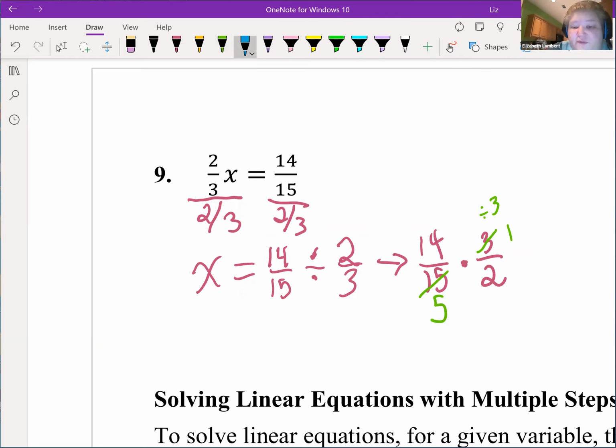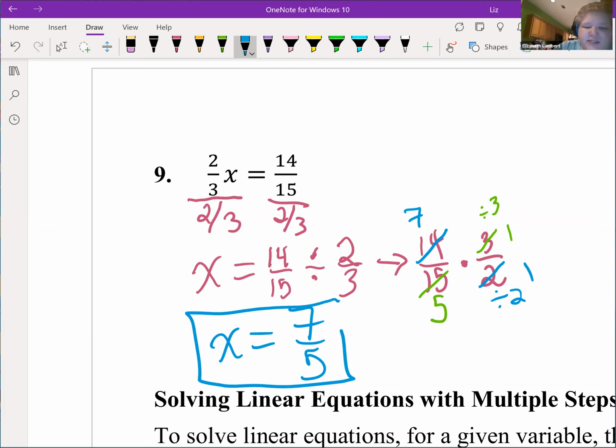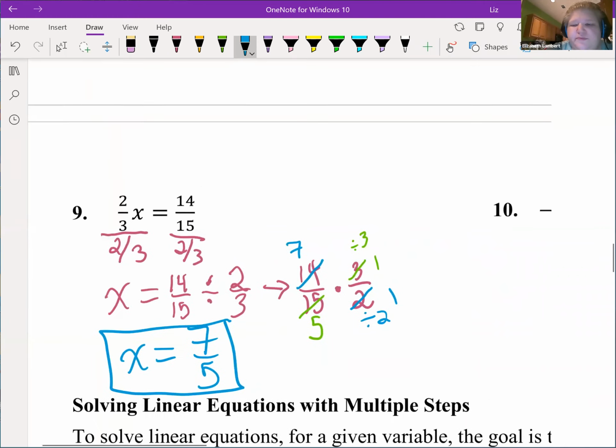And then likewise, the 14 and the 2, those are both even. So I can divide by 2 and get 1. And 14 divided by 2 is 7. So I now have 7 times 1 on top and 5 times 1 on the bottom. So our final answer is 7/5. So apparently 2/3 of 7/5 is 14/15. Fancy.